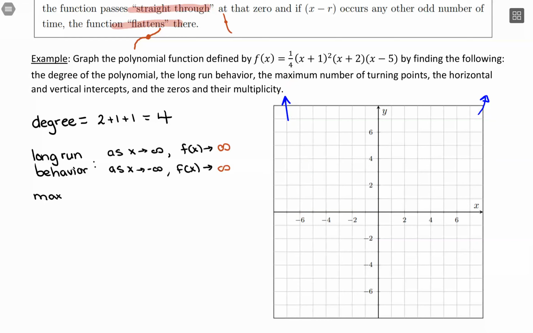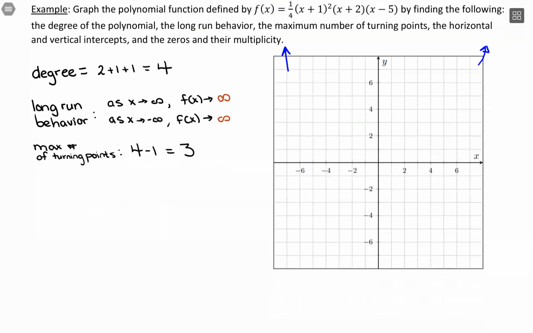Maximum number of turning points. That would be taking the degree minus 1, so degree of 4 minus 1, so the maximum number of turning points should be 3. If we end up with more of those, that shouldn't happen.